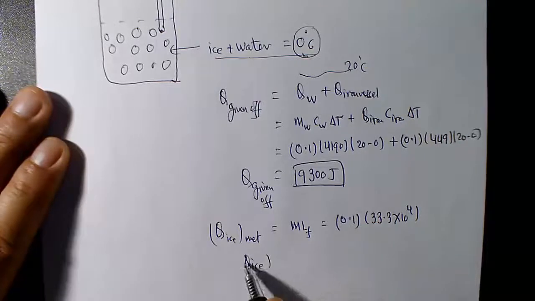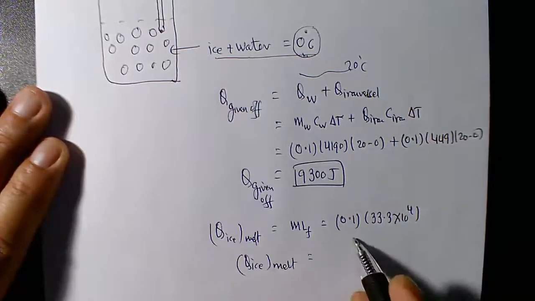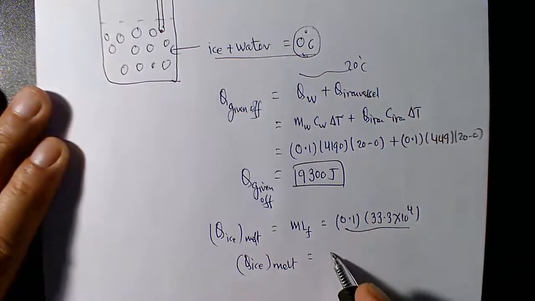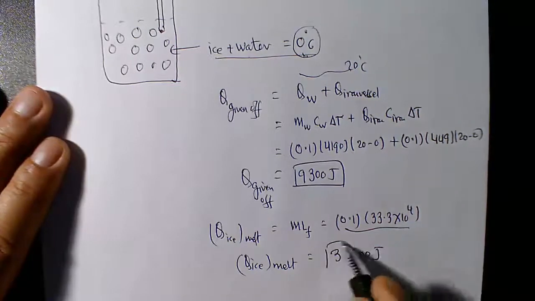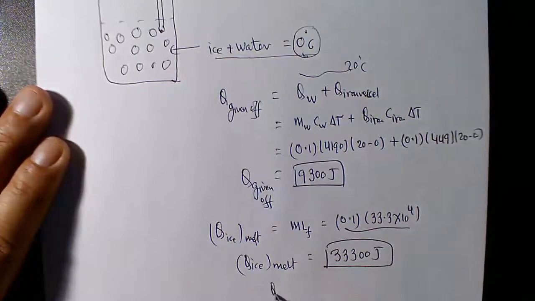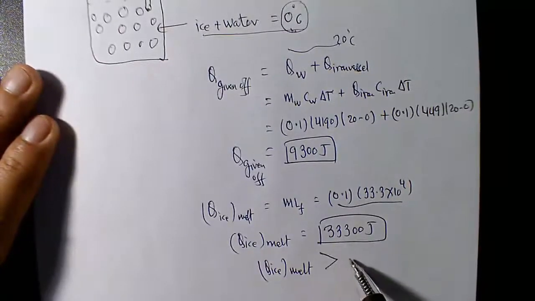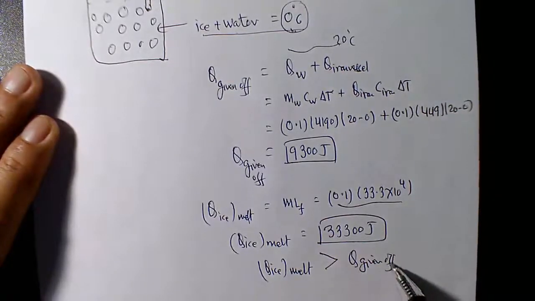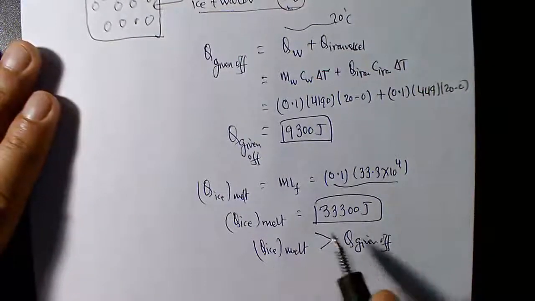So in order to melt the whole volume of ice, 100 gram of ice, you need that much heat. And if you do this calculation, it's 33300, and you can clearly see this is greater, right? Q of ice melts, if you want to melt this, that you need that much heat is greater than Q heat given off. So heat gain is not equal to heat lost in this case.